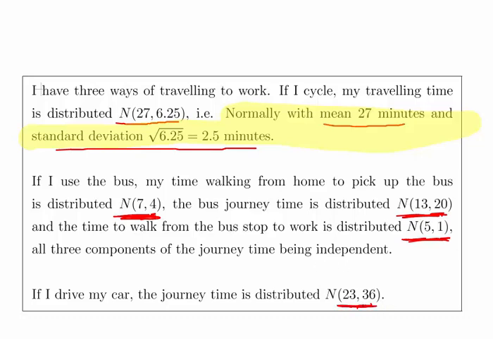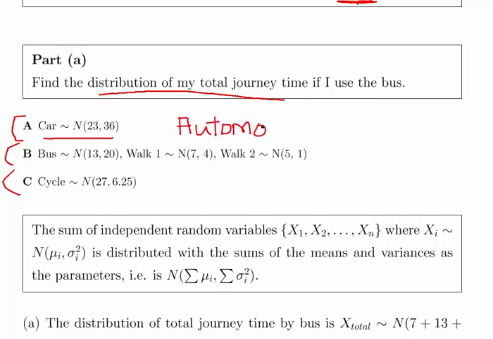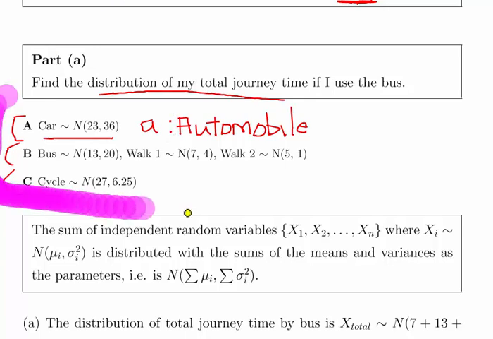Okay. So, question: find the distribution of my total journey time if I use the bus. So this is just using all the information there. Essentially, I'm going to use A for automobile, B for bus, and C for car, just to make the notation a little bit easier to read. So this encapsulates all the information I was given in the question.